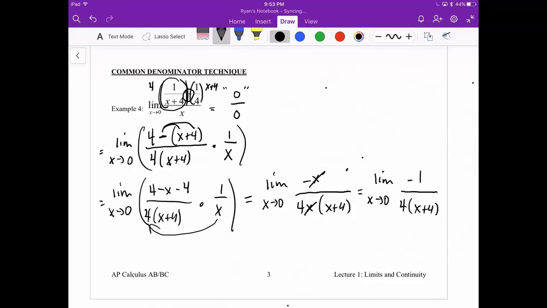Okay, now that I've made those simplifications, I'm going to try to plug in 0 again for x. And so when I do that, I'm not going to be dividing by 0 this time. I'm going to have negative 1 over 4 times 0 plus 4, which if I do the arithmetic is going to be negative 1 over 16. Okay, so this original limit up here is equal to negative 1 over 16.